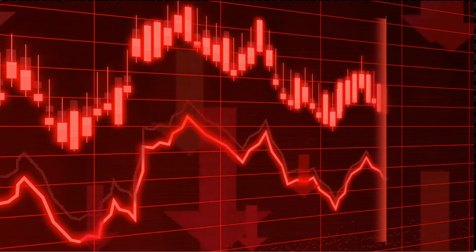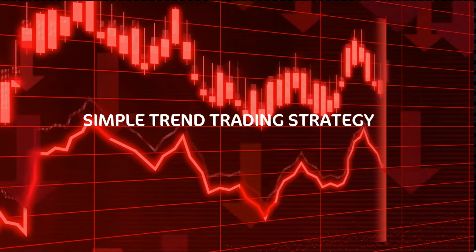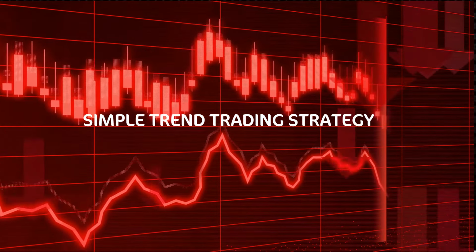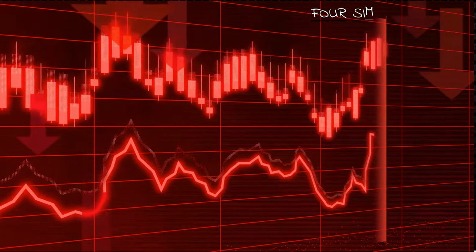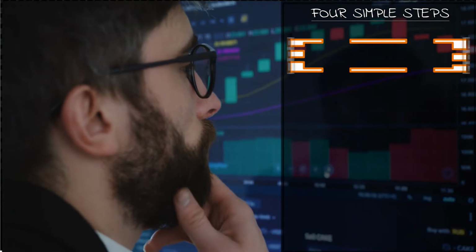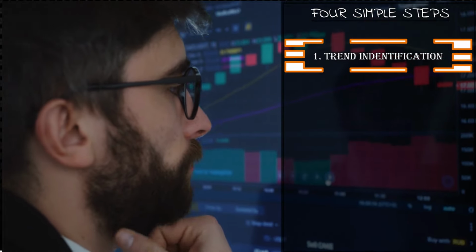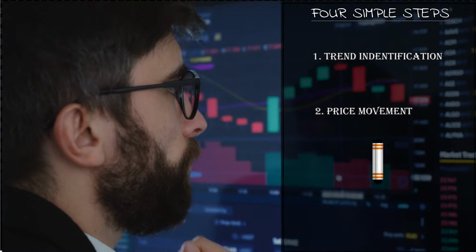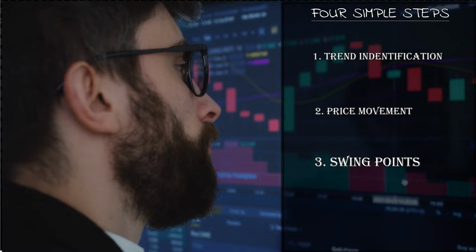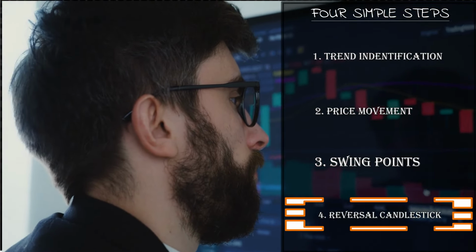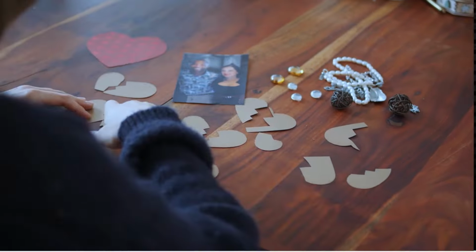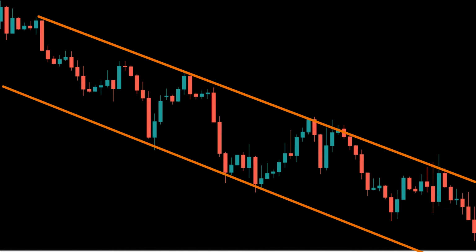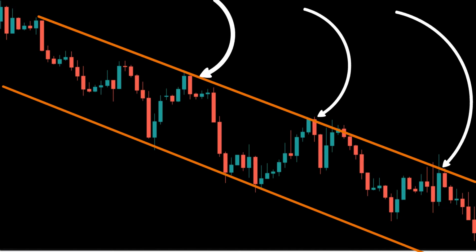In today's video, we are going to be learning the advanced way of taking advantage of any trending market. To do this, we are going to be following these 4 simple steps. Number 1, trend identification. 2, identifying the price movement. 3, swing points. 4, important reversal candlestick pattern. After which, we will combine the information above to develop an advanced trend trading strategy with an edge over the market.